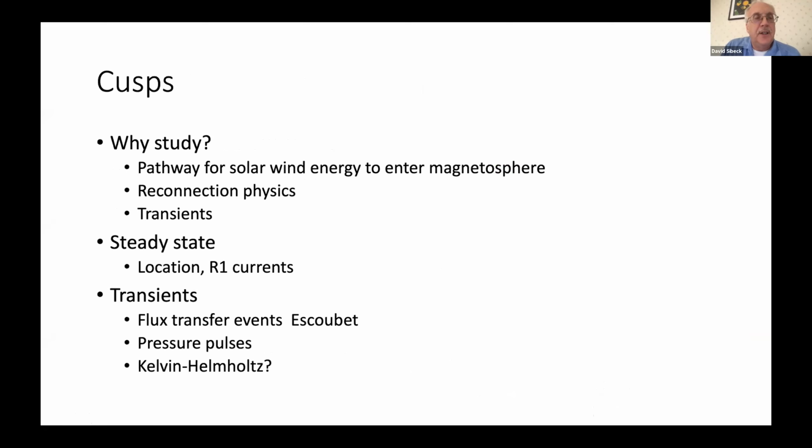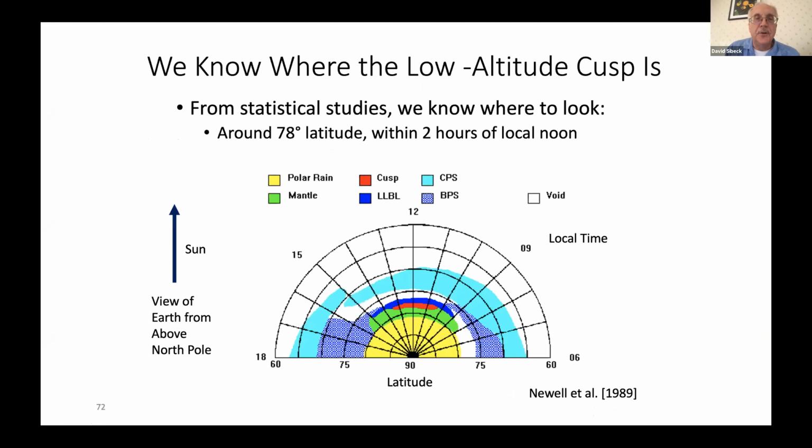Down to the cusps. Why should we study the cusps? They're a pathway for solar wind energy to enter the magnetosphere. They help us learn about reconnection physics. They have plenty of transients in them. In steady state, we've got a pretty good grasp on where they occur, and the transients, there are lots more to be learned there. So where is the low altitude cusp?